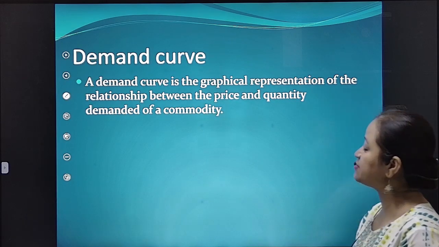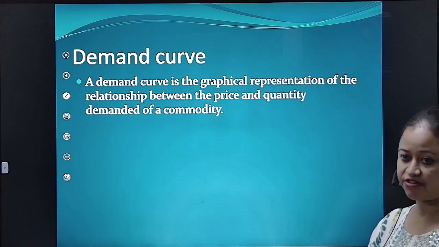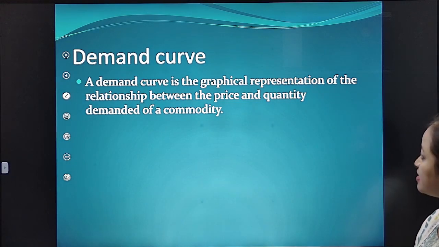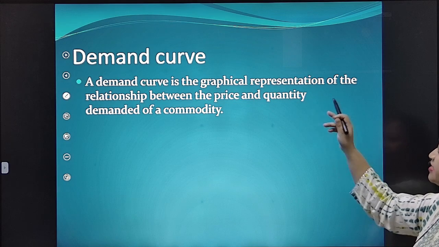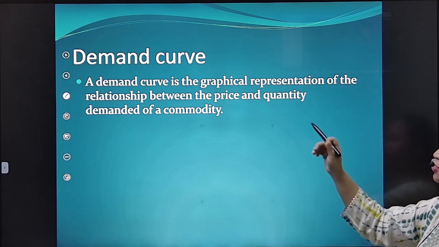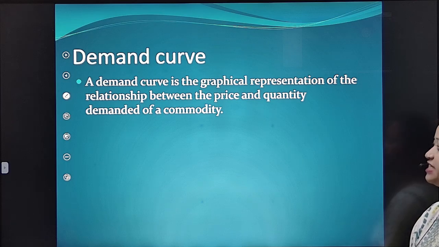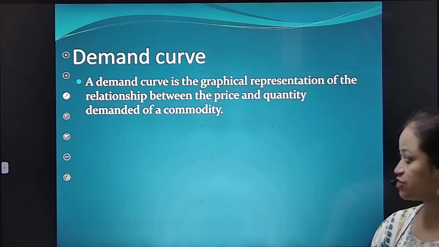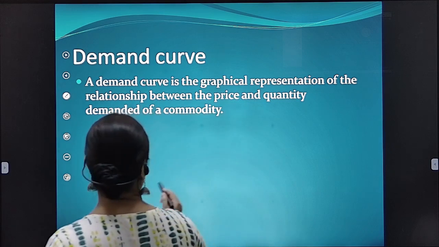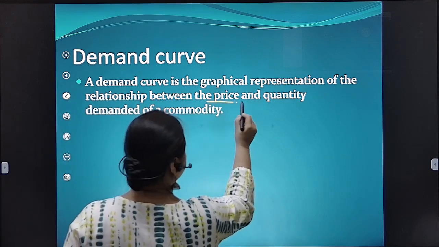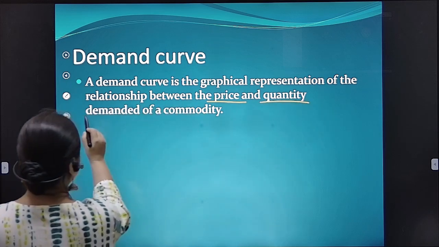And now the next point is, what is a demand curve? Okay, so a demand curve is the graphical representation of the relationship between the price and quantity demanded of a commodity. So that is what is called your demand curve. It is the relationship between price and quantity demanded.